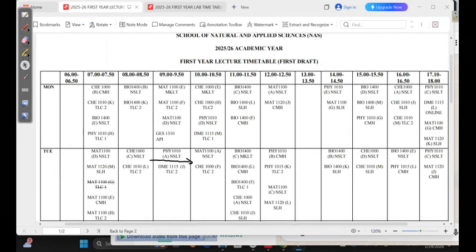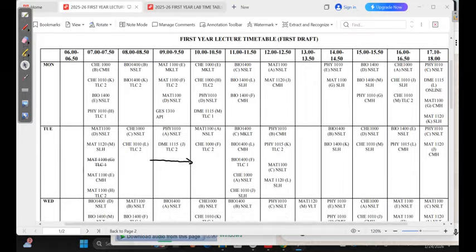So on Monday, 7 hours. One lecture is just 50 minutes. That's what you need to know. So that's why there are high chances that you cannot even understand anything, but you just need to be sharp.